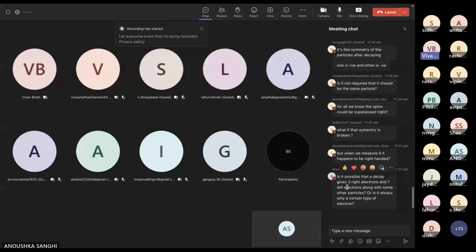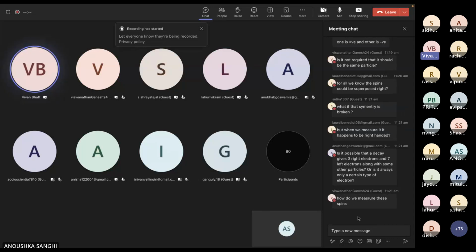I'm not sure what you mean by what if that symmetry is broken, or that for all we know the spins could be superposed. Yeah, the spins could be, but we always end up measuring the right-handed ones, like 100% of the time. There's a maximal violation over there, not just a little bit of a violation in beta decay. We observe parity violation in other systems and CP violations as well, but in beta decay, there's maximal violation. All of the time you get right-handed electrons.